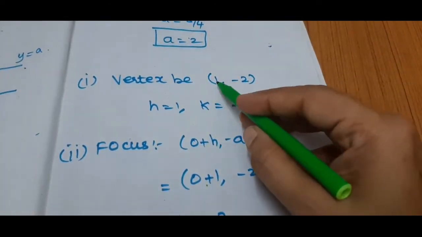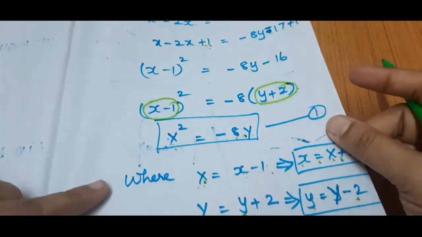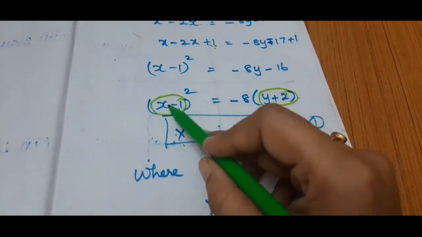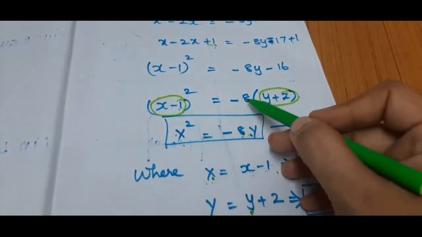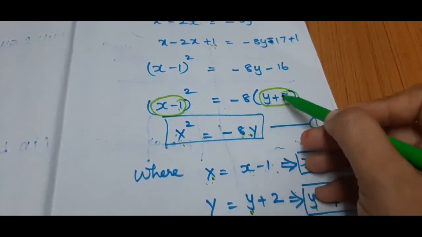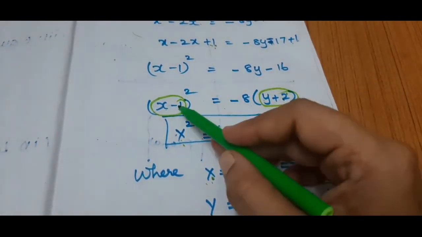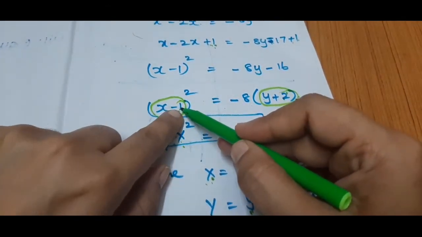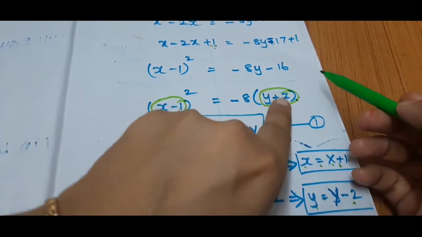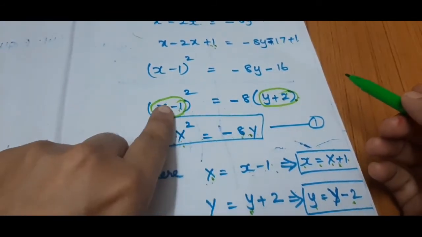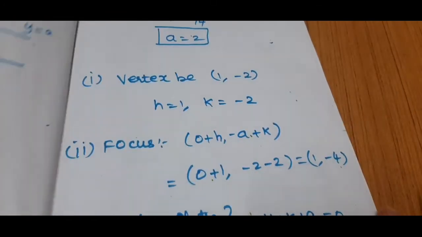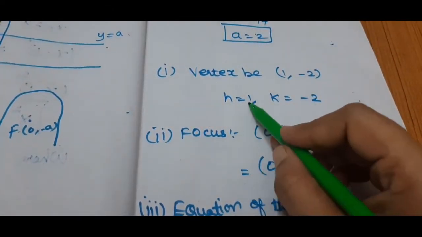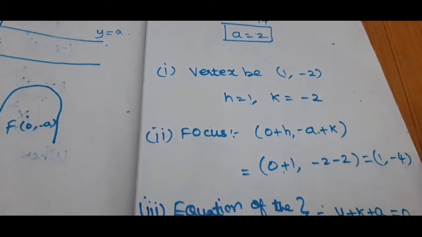So the vertex is (1, minus 2). That is h, k. The form is (x minus h) whole square equals minus 4a into (y minus k). So for h, k, take the opposite sign for the x coordinate and the opposite sign for the y coordinate. That is (1, minus 2). The vertex will be (1, minus 2), so h is equal to 1 and k is equal to minus 2.